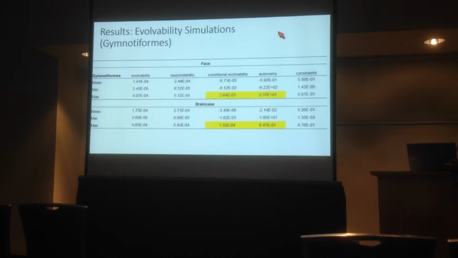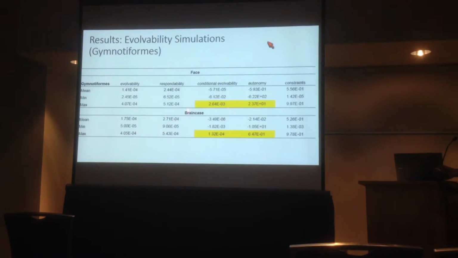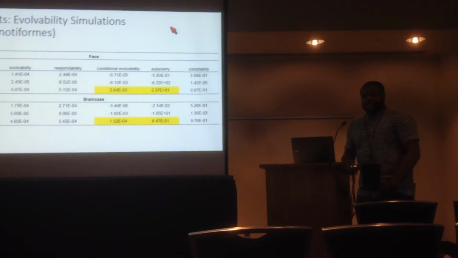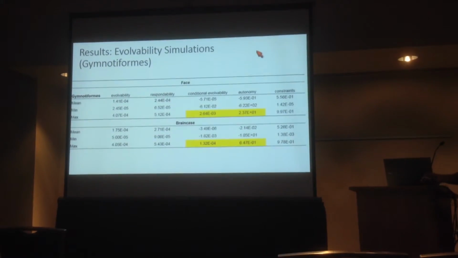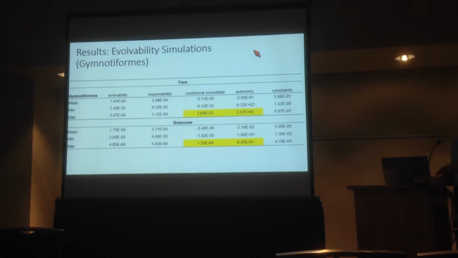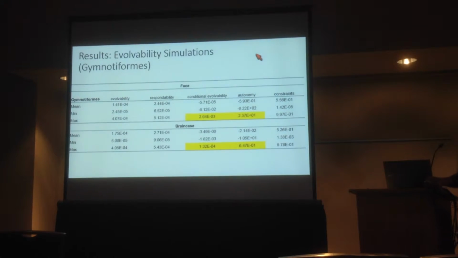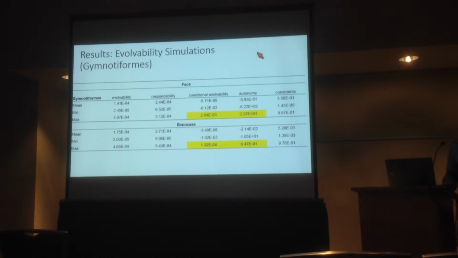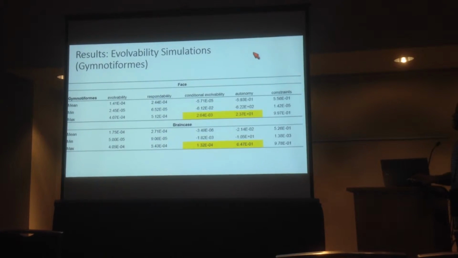So when we look at the evolvability simulations for genetiforms, an integrated system, for the majority of these, you can focus on yellow here, the majority are actually similar between the face and brain case, which is exactly what you'd expect for an integrated system. However, the conditional evolvability and the autonomy, which are the ability to respond to selection in the presence of high integration, so that's a big deal, is much higher for the face, like an order of magnitude higher. So the face has the ability to better respond to selection under high integration than the brain case. We'll see what that looks like when we get to rates of evolution.